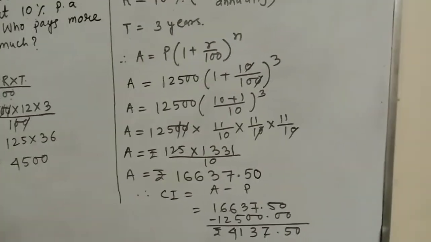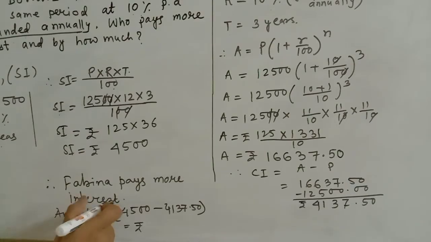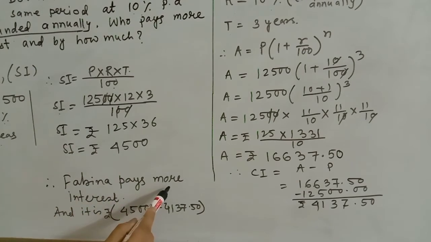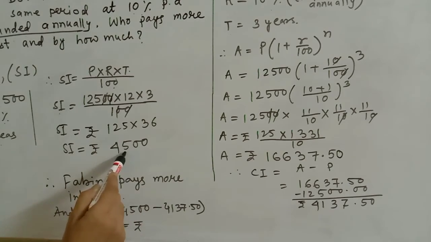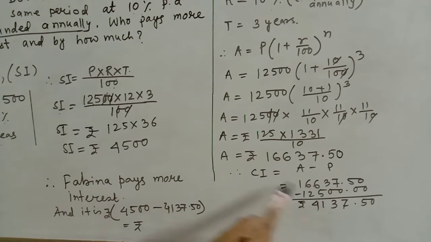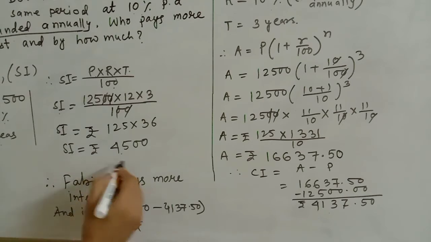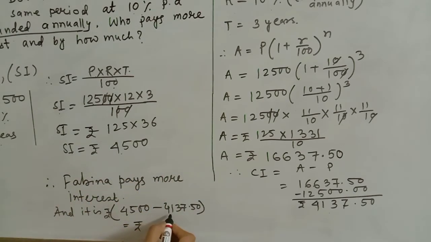So you have to write the answer. Therefore, Fabina pays more money as interest. So who pays more interest? Fabina pays more interest. And by how much? You have to subtract this interest from this interest. So 4,500 minus 4,137.50. And if you subtract it, you will get 362.50.